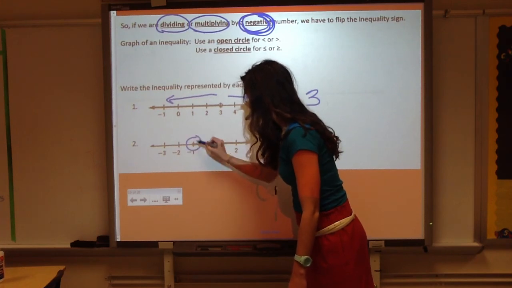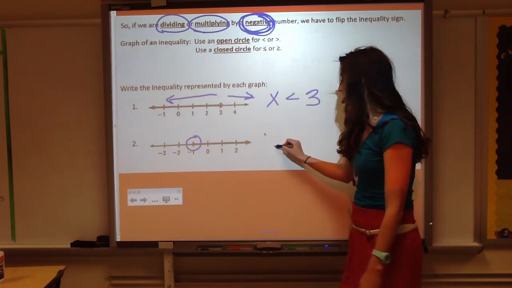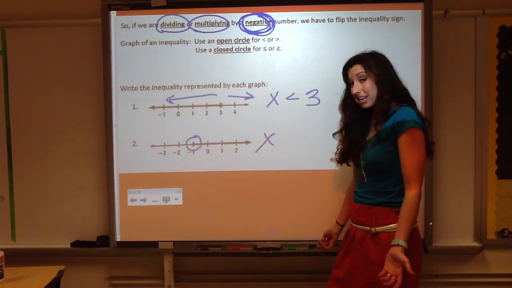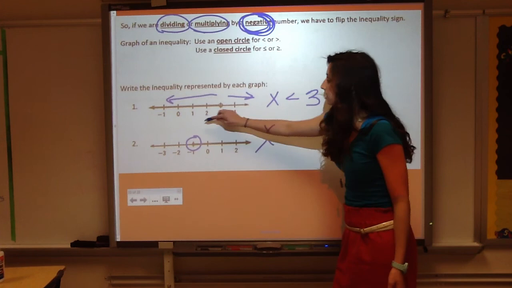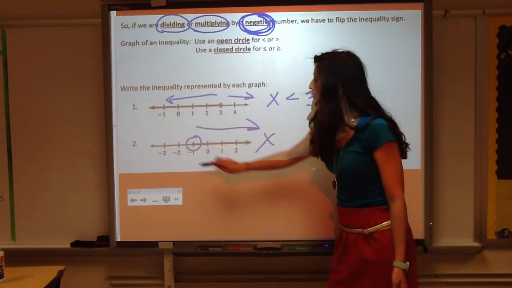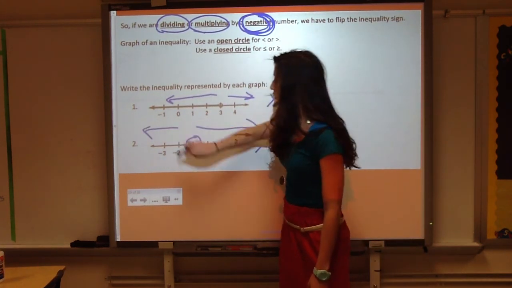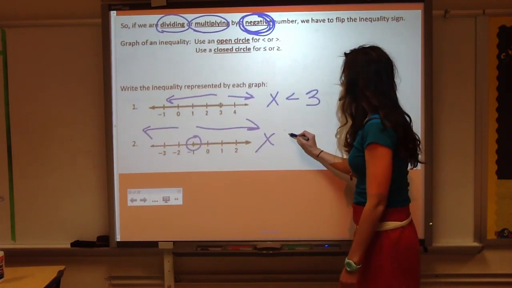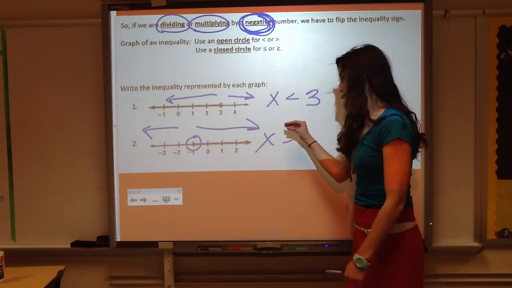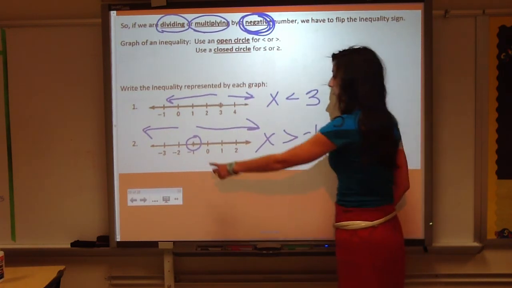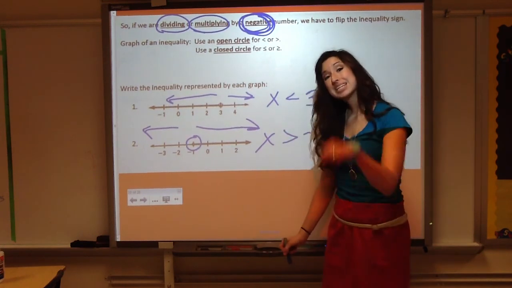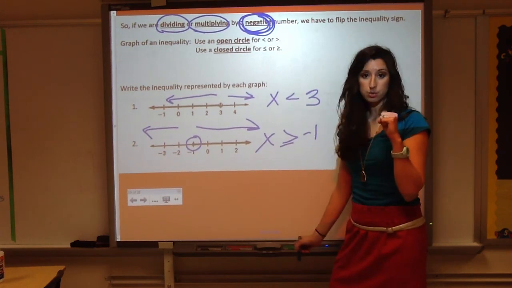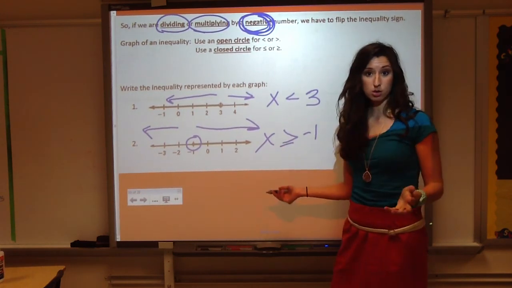Here's my circle. Okay, so we're just going to say x. We use x every time. X is going to be either less than or greater than. Is x bigger than -1, or is x smaller? Hopefully you said bigger, which means we're going to use greater than. It's like it's eating -1, because that's the number my circle is at, but it's a closed circle. So what does that mean I also need to include? Equal sign.